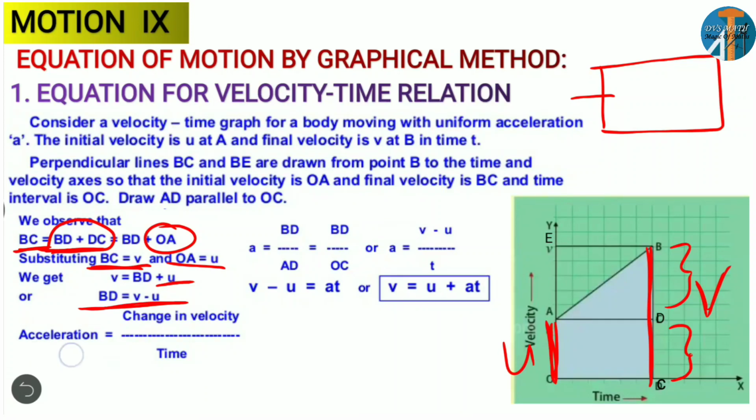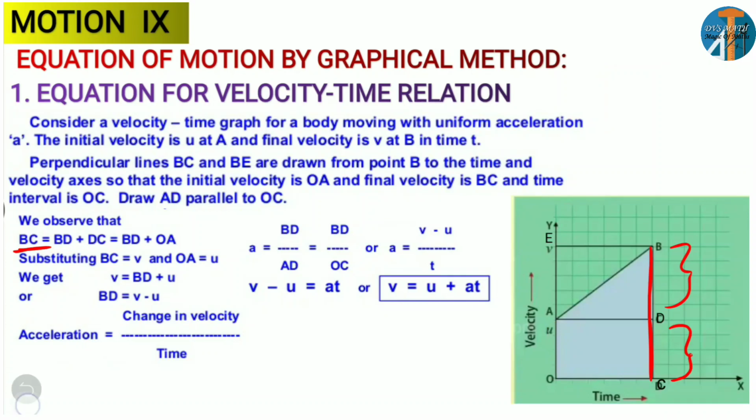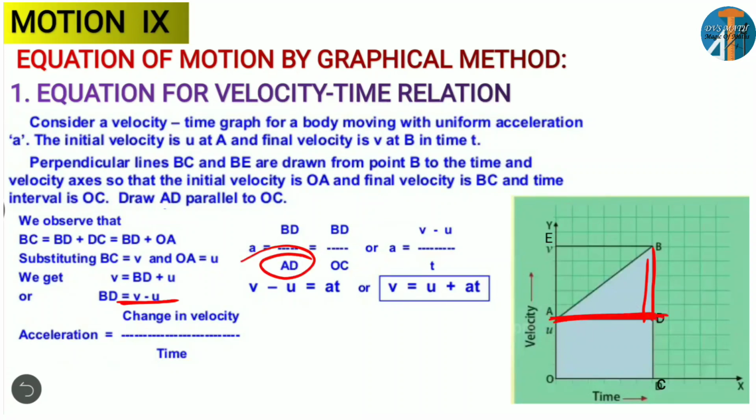Now we are taking the formula of acceleration. Acceleration is equal to change in velocity by time. Change in velocity means BD by AD, in this triangle. BD is V minus U. Instead of AD we can take OC, because these are parallel to each other, or opposite sides are equal. So a is equal to V minus U by T.